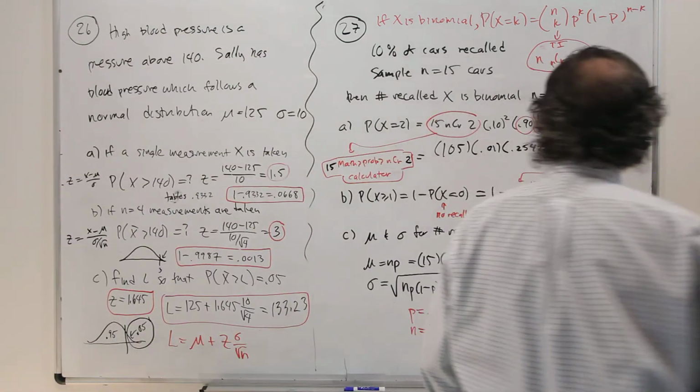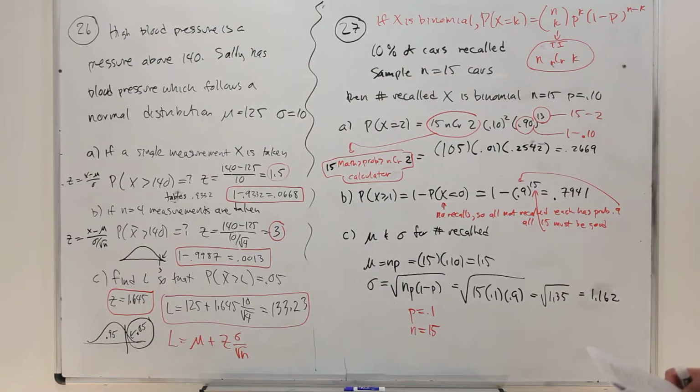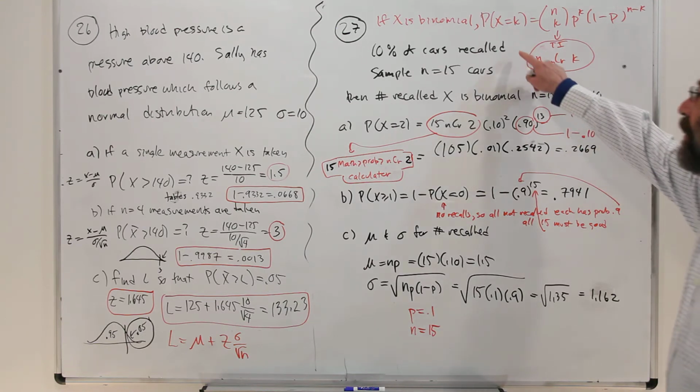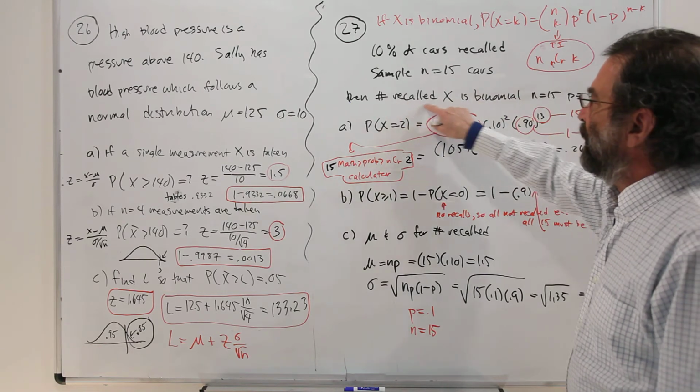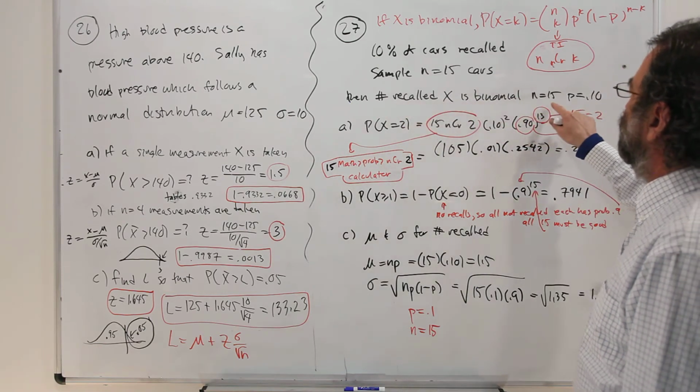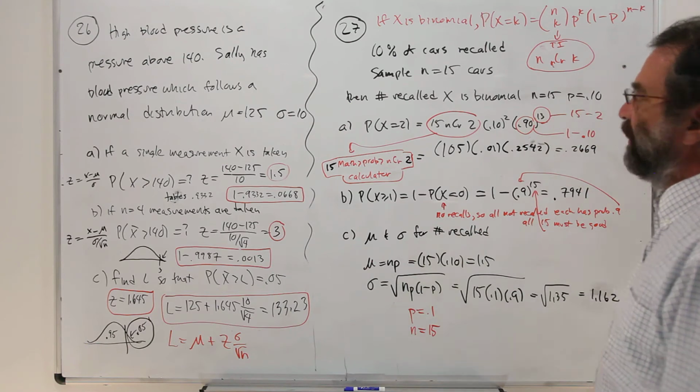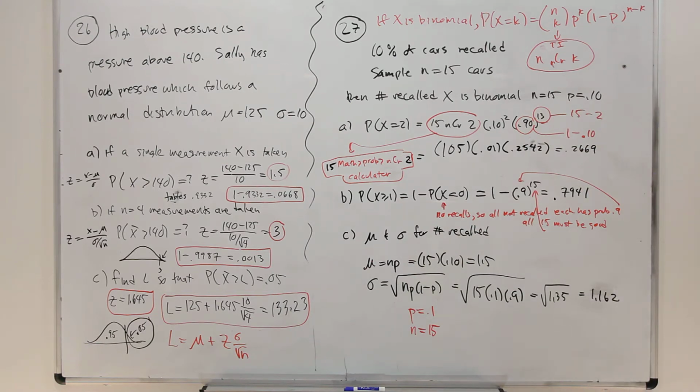On to 27. It says, suppose 10% of new cars are subject to some kind of recall, and you sample 15 cars. So 10% of cars are recalled, and you sample 15 cars. In that case, the number recalled follows a binomial distribution with n is 15 and p equals 0.10. So that's if you sample completely randomly by simple random sampling.